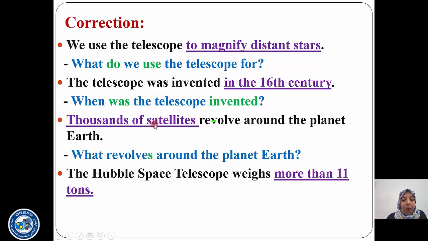Now pay attention to the verb: what revolves around the planet Earth. You can notice that the verb is in the singular. That's why we have added the S of the third person singular. Why? Even though the word to find is plural, okay? Thousands of satellites is plural, but my verb here should be in the singular. Why? Well, simply because we are not supposed to know beforehand that the answer will be plural or singular.